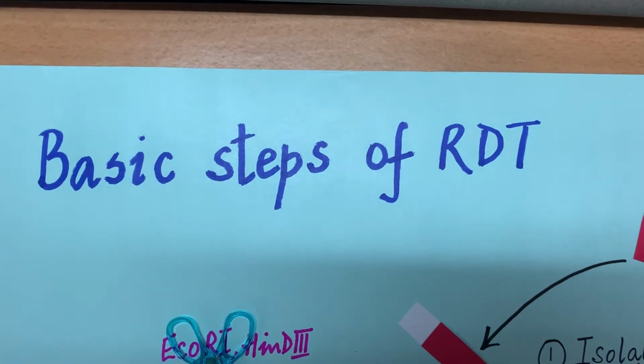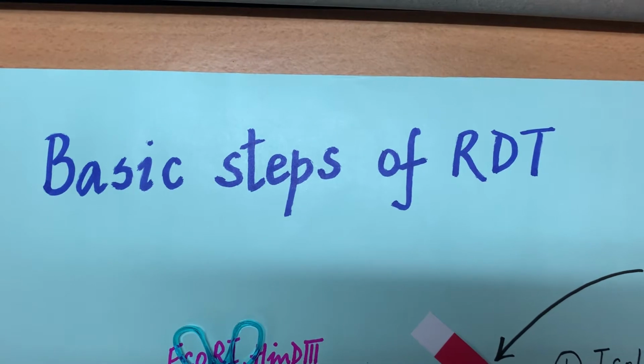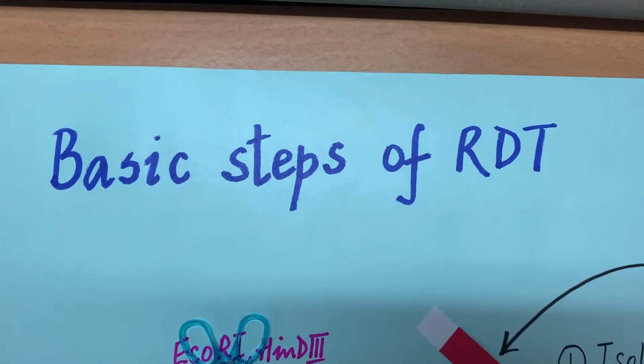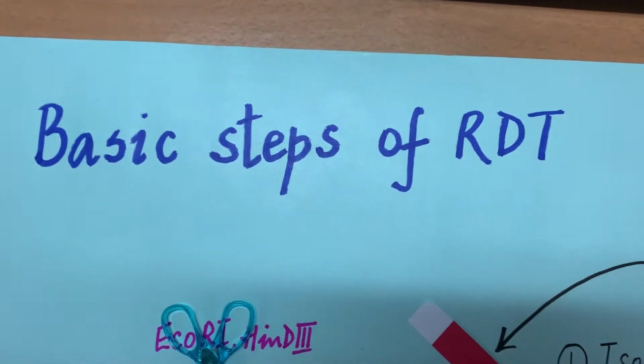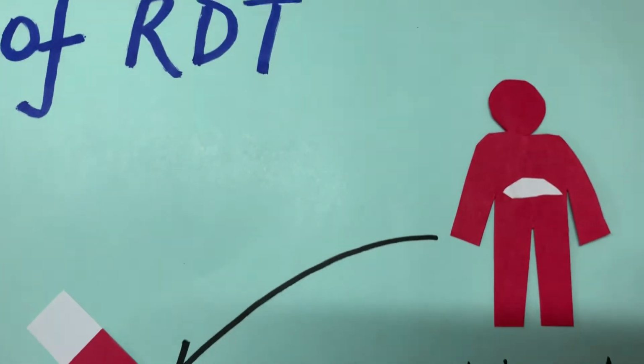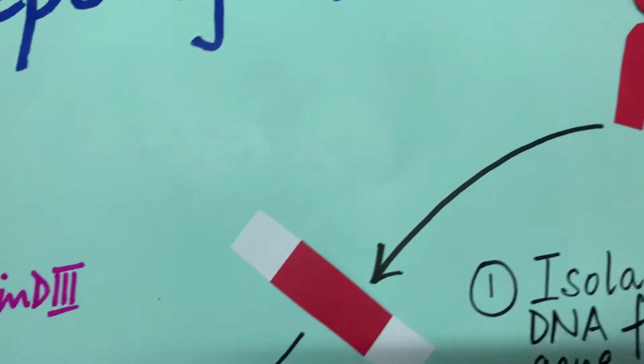Hello, let's understand the basic steps of recombinant DNA technology. Suppose you want to produce insulin on a large scale, and insulin is produced by the pancreas in human beings. So we isolate a fragment from the pancreas which contains the insulin gene, which you can see here.